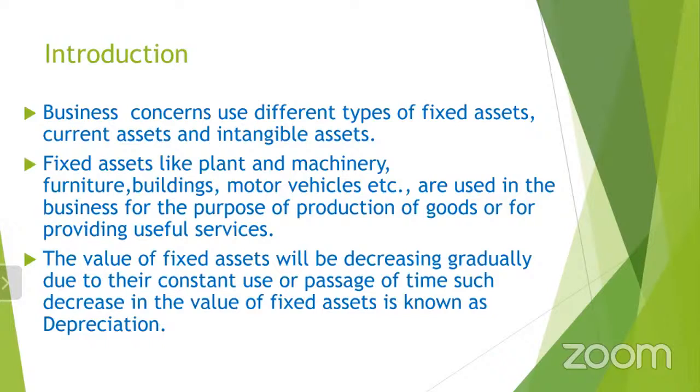Business concerns use different types of fixed assets, current assets, and intangible assets. Fixed assets like plant and machinery, furniture, buildings, motor vehicles, etc. are used in the business for the purpose of production of goods or for providing useful services. For every business, they use fixed assets, current assets, and intangible assets.